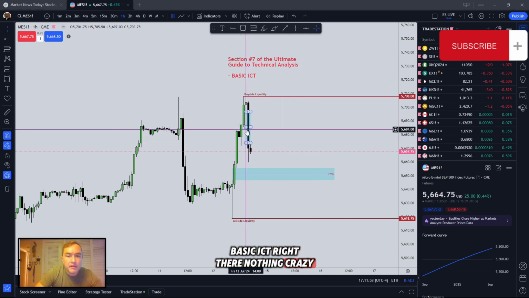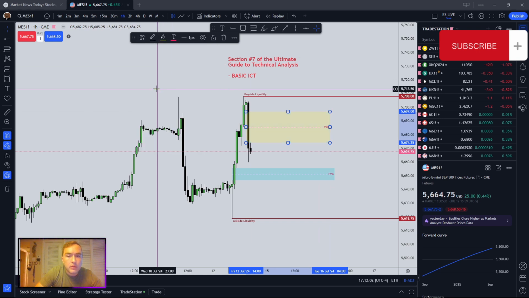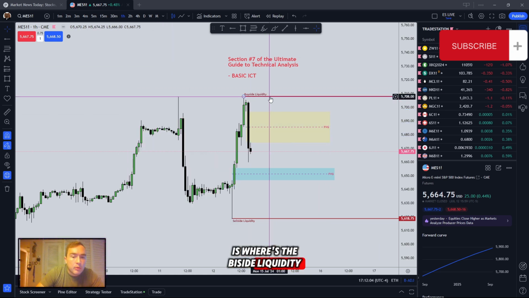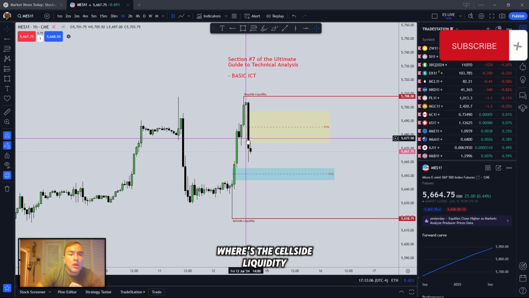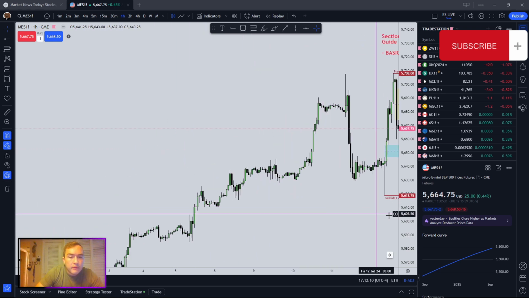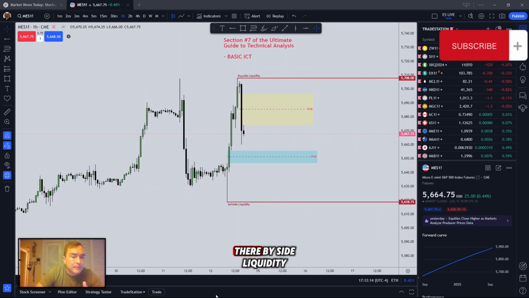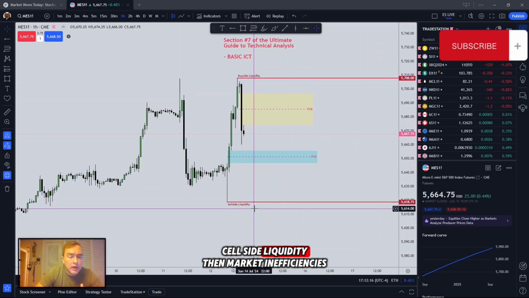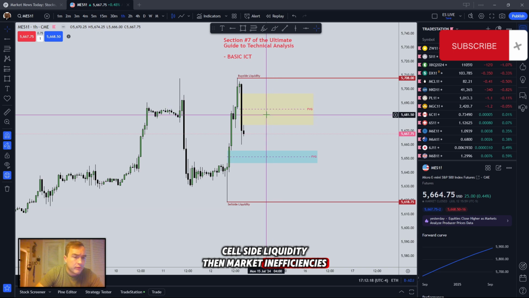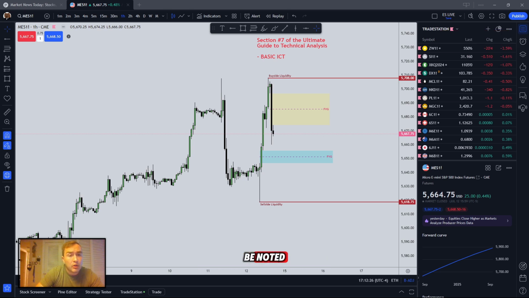Nothing crazy, nothing complicated, just basic. Where's the buy-side liquidity? Where's the sell-side liquidity? Do we have any fair value gaps? Also, guys, that's basic ICT right there. Buy-side liquidity, sell-side liquidity, and then market inefficiencies. So where's our recent highs? Where's our recent lows? Are there any inefficiencies that should be noted?